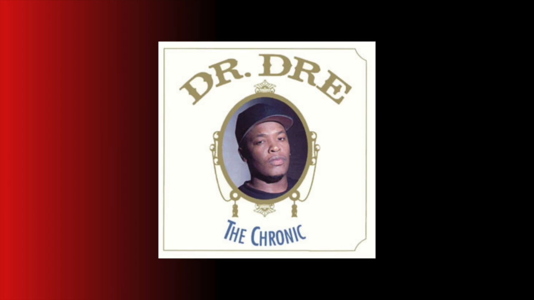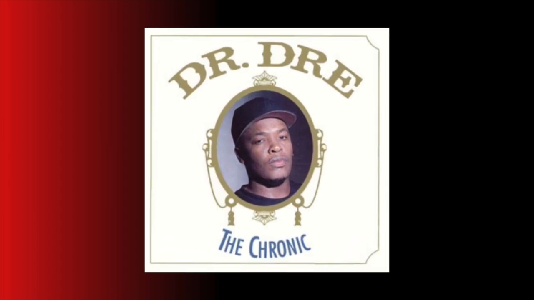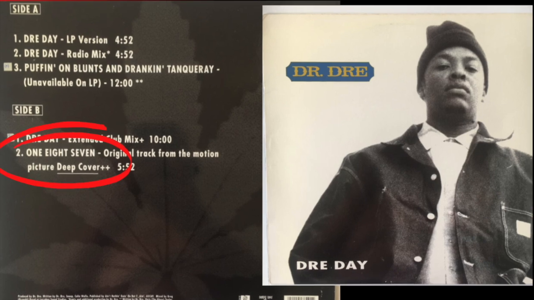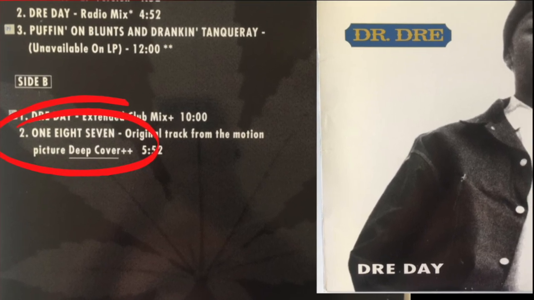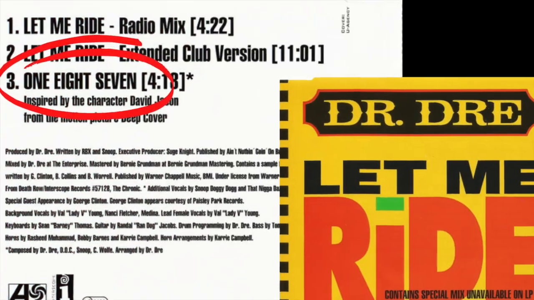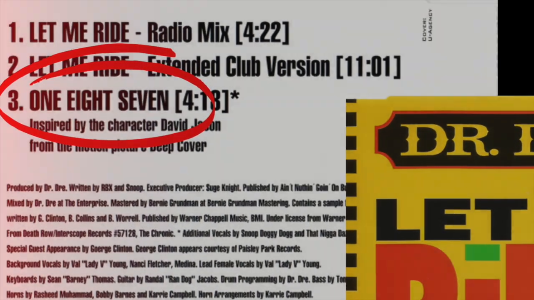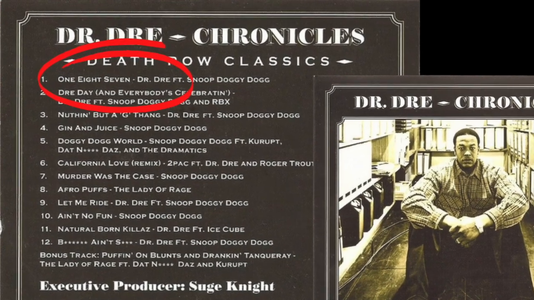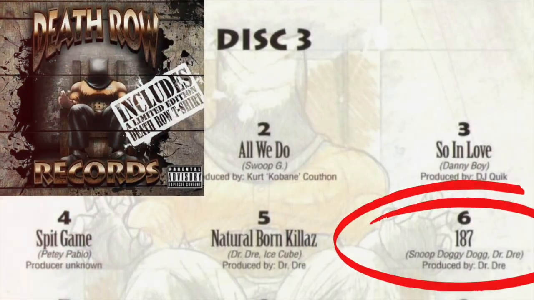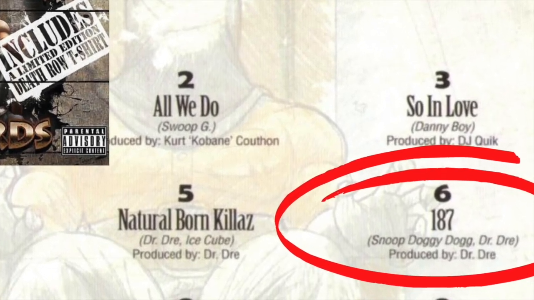A second version of the song is titled 187, and this version features the same chorus as the soundtrack version, but it has entirely new verses from Dre and Snoop. The beat sounds similar to the original version, but it is slightly modified, and I like this version. It's also straight fire, and it was released for 2 tracks that appeared on the Chronic album that were also released as singles. The 187 track was first released on the Dre Day and Everybody Is Celebrating vinyl single in 92, and after that it was also released on the Let Me Ride single in 93. In 2006 it was also released on the Chronicles Death Row Classics album, and in 2009 on the Ultimate Death Row Collection album.